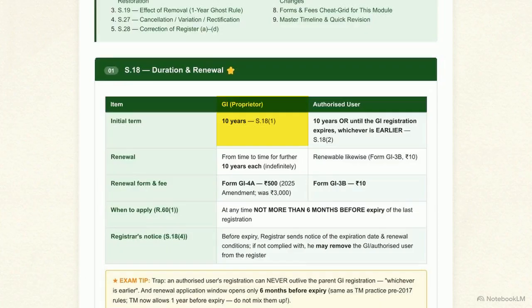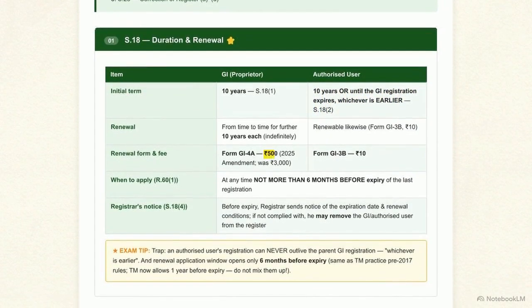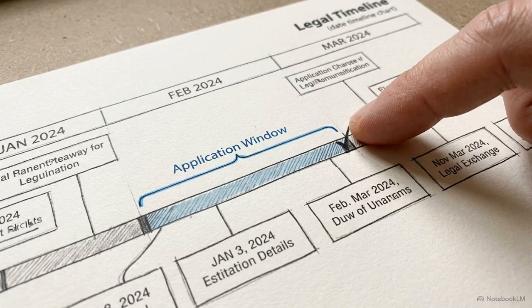Section 18 defines the GI term as 10 years, renewable indefinitely. An authorized user's term lasts 10 years or until the parent GI expires, whichever is earlier. For renewal, use Form GI-4 for the GI at 500 rupees and Form GI-3 for the user. Rule 60, Sub-Rule 1, contains a strict filing restriction. Renewal applications can only be made within the window starting 6 months before expiry.